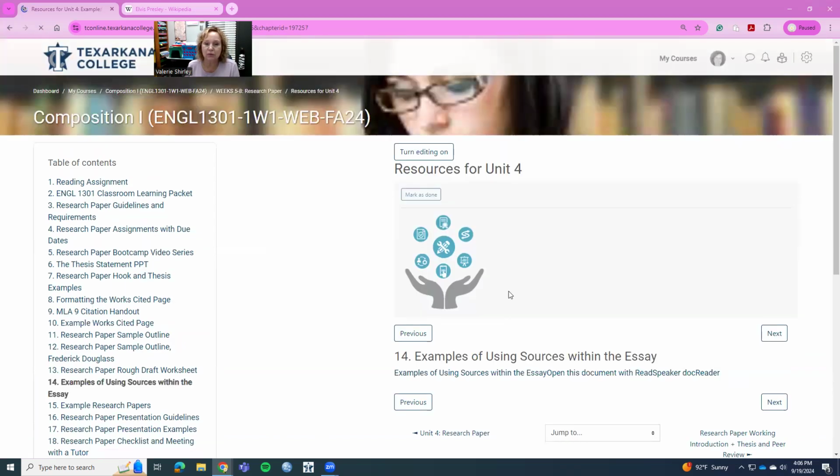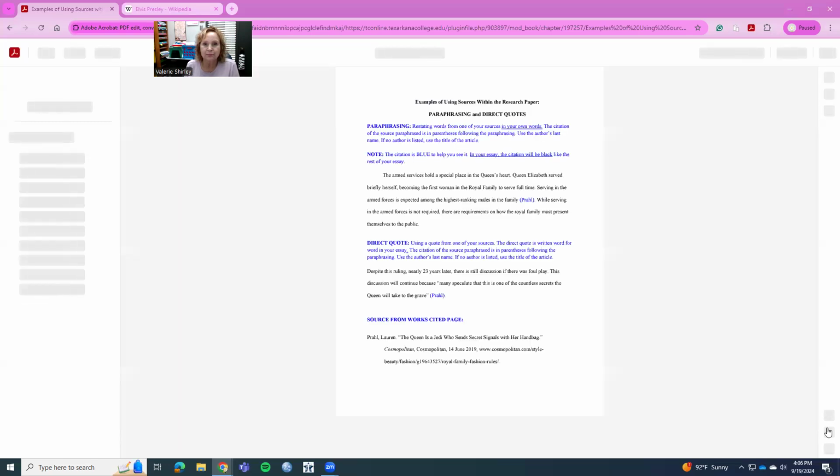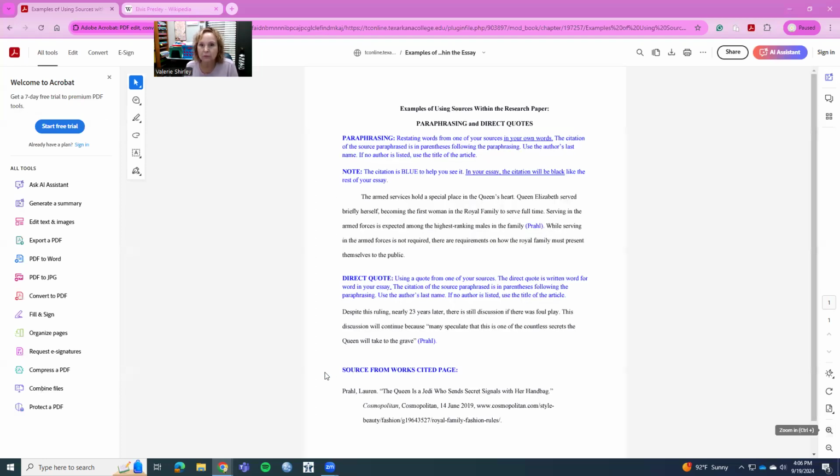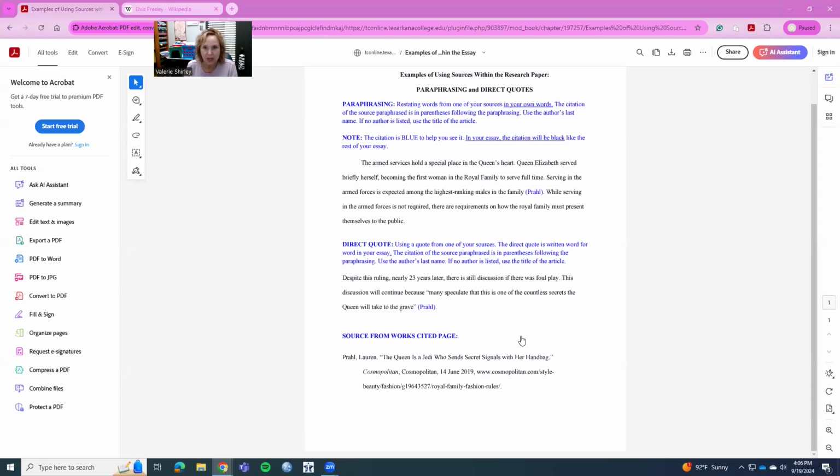Here are some examples of using sources within the essay. And again, this is a very short paper. This actually came from a student who wrote about Queen Elizabeth a few years ago. And so here we have the source down here at the bottom. And in this top paragraph in blue, it's in blue just so we can see it. On our papers, it's going to be in black. This lets me know, oh, I see that this was paraphrased information from the Prawl source.